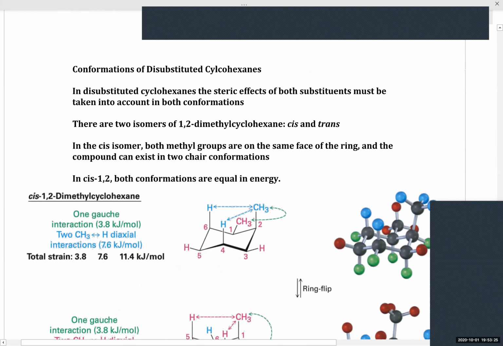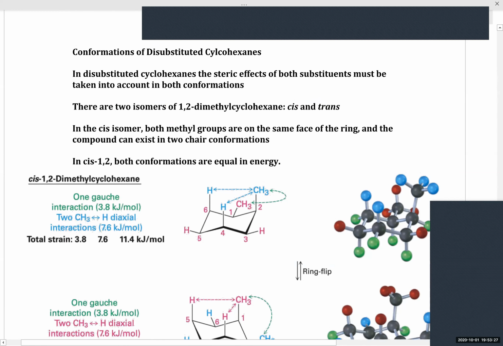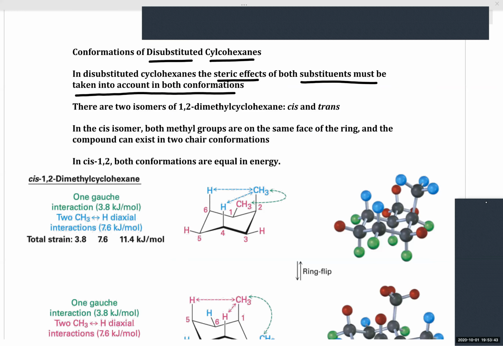Okay, so when we start to get to di-substituted cyclohexanes, the steric effects of both substituents must be taken into account. So we're going to start to look at multiple different diaxial interactions occurring at once. So let's look at 1,2-dimethylcyclohexane. There are two isomers, cis and trans.